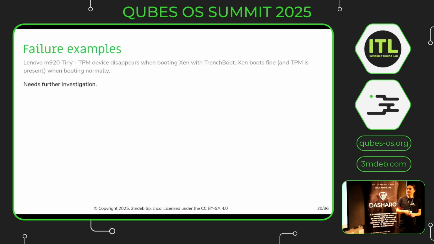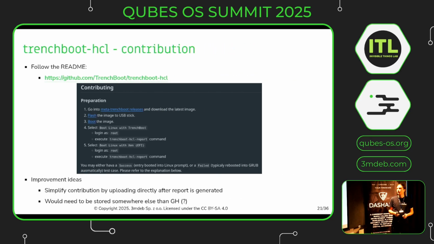So the one I was talking about, this Lenovo Tiny, just the TPM device disappears, and very weird kinds of problems. You boot Xen normally, it is fine. You boot Xen with TrenchBoot, it boots to Dom0, but there is no TPM device. I don't know at which point it's lost, but definitely on Linux it's not visible at all. And with no TPM, there is no DRTM.